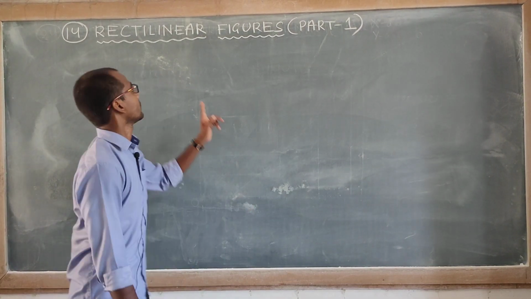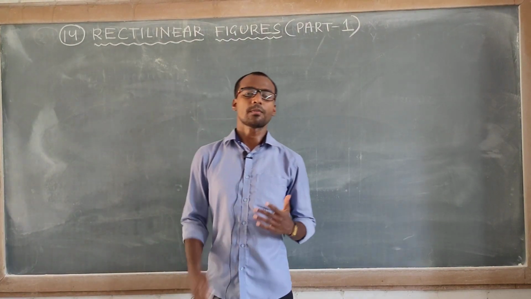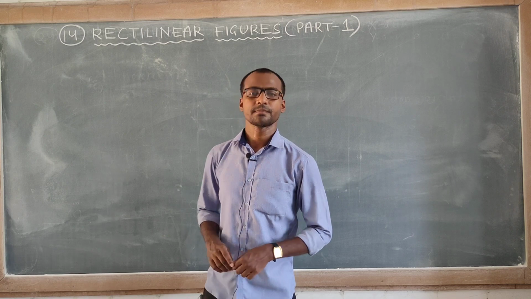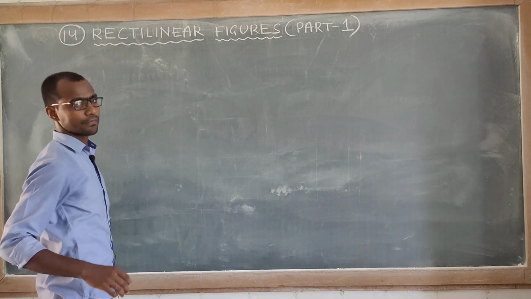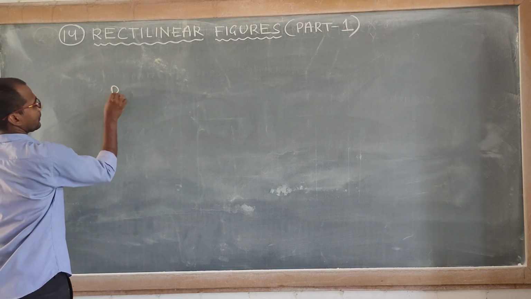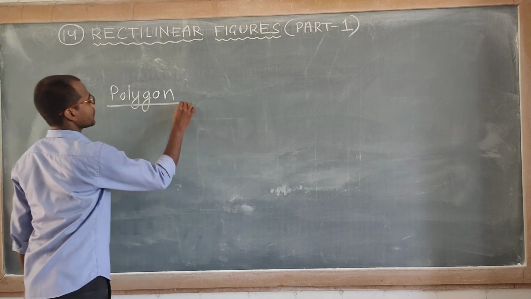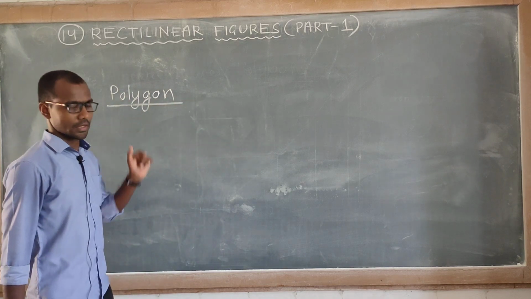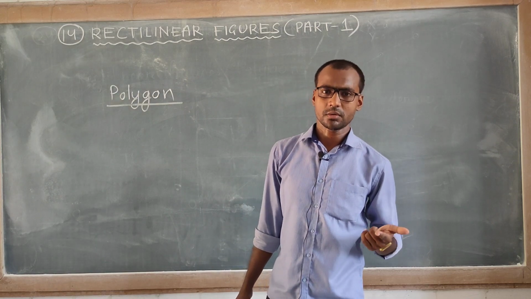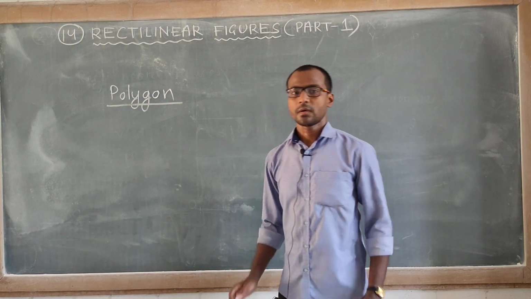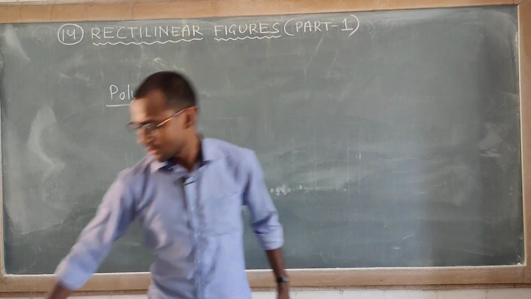Today's topic is Rectilinear Figures Part 1, Chapter number 14 of Class 9, ICS. Okay, so let's start. The other name of rectilinear figure is polygon. You might have come across this term polygon in our lower classes, maybe in class 6, 7 or 8 also. First we will understand what a polygon is, then we will move into the chapter.